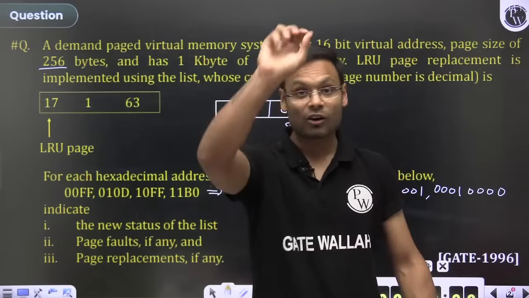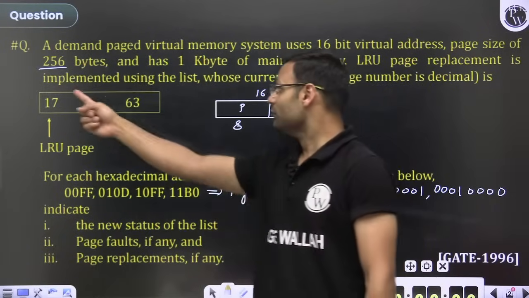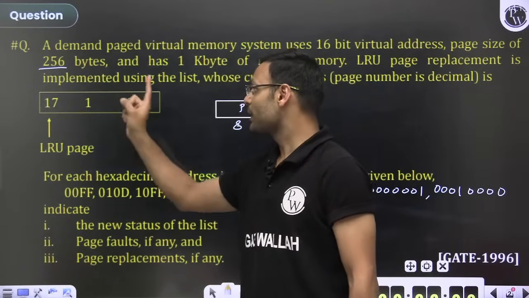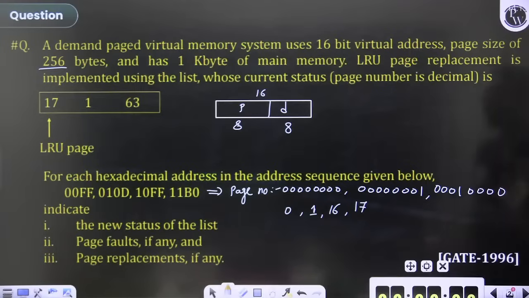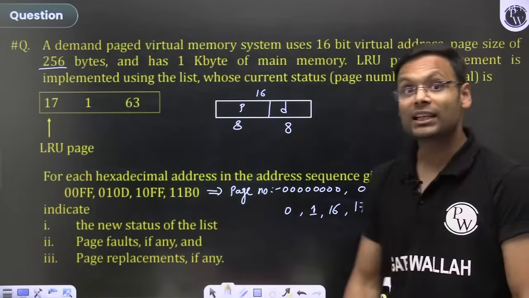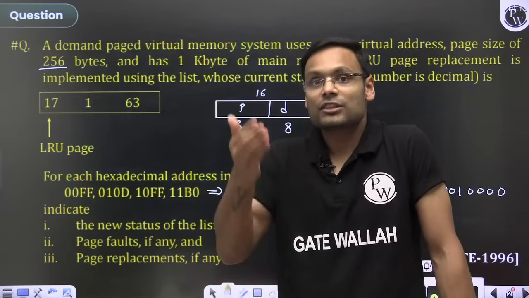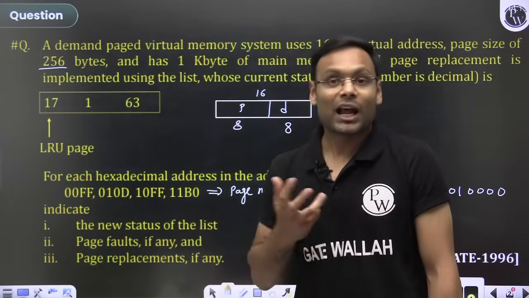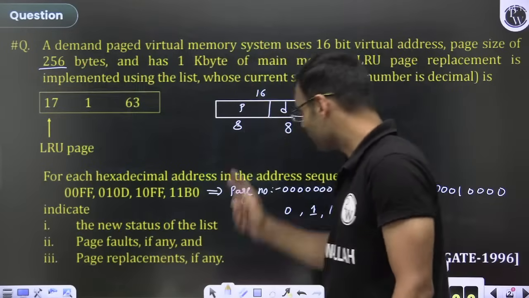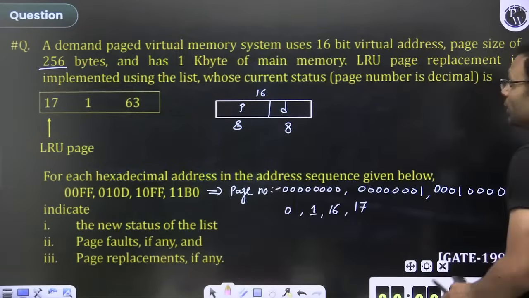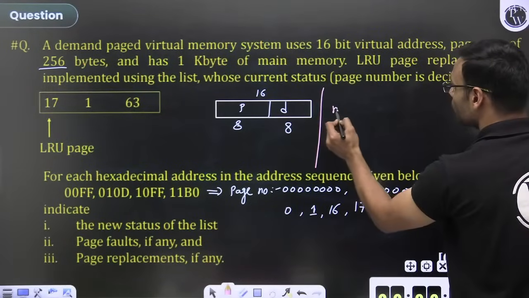Currently 3 pages are already there in the main memory with this list. 17, page number 1 and page number 63 are already there in the main memory. But how many pages can we keep in the main memory? As many as frames we have. But how many frames we have in the main memory right now, we don't know. Not given directly in the question.